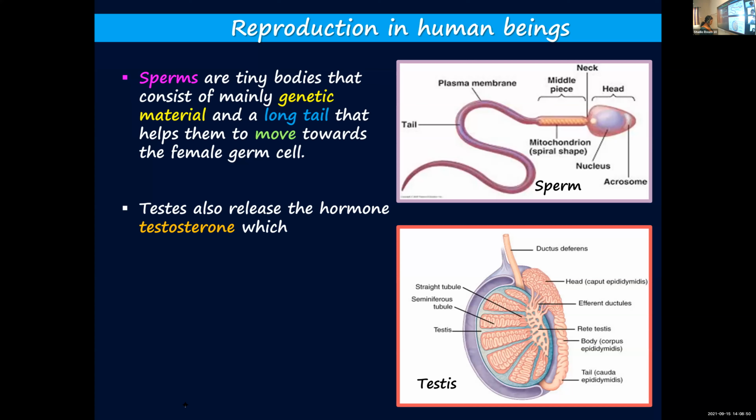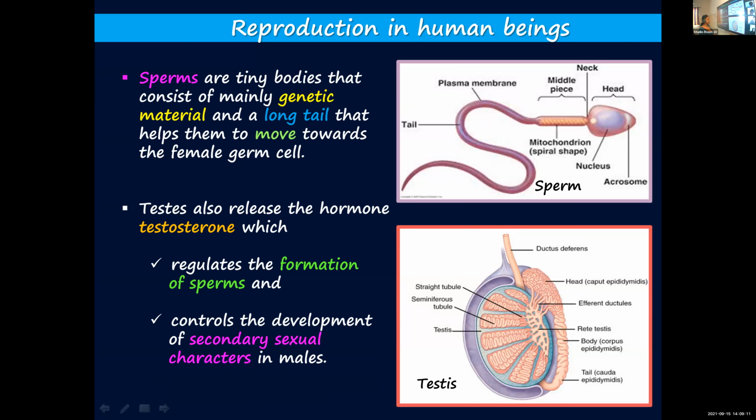And testis performs dual functions. One function is the production of male gametes. Second function is the production of a hormone known as testosterone. You can be asked to list the functions of testis. So the first function is production of sperms. Second function is the production of a hormone known as testosterone.